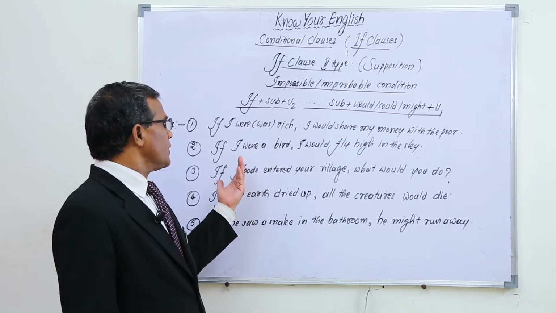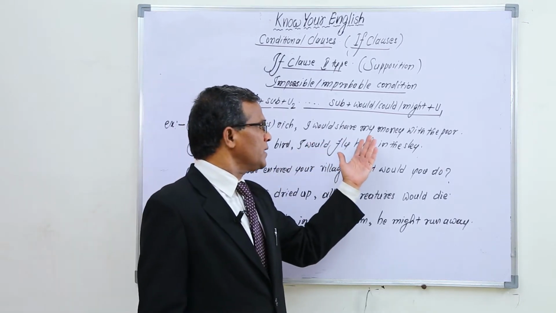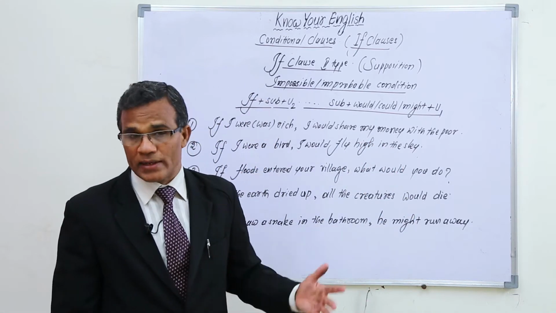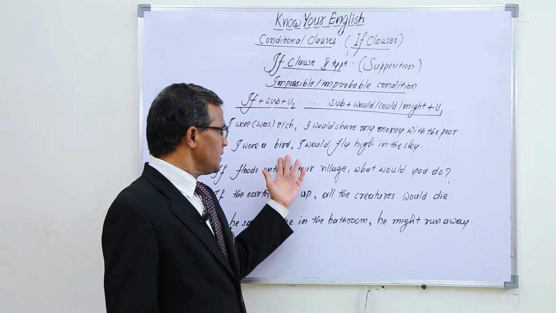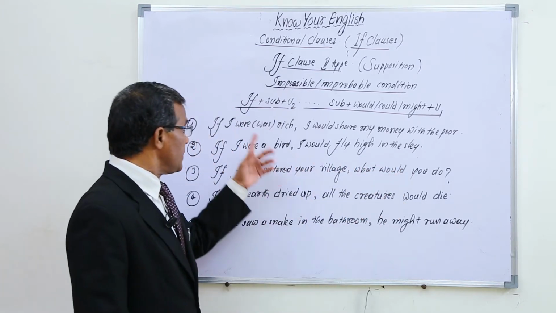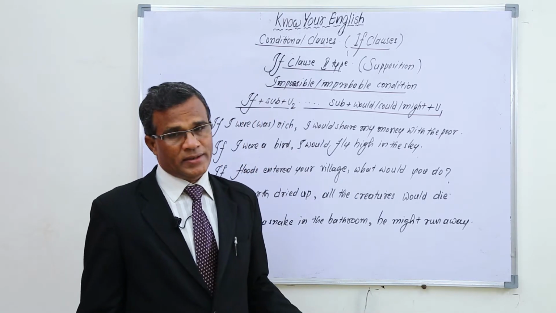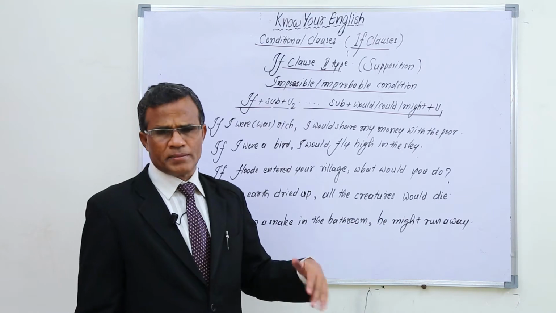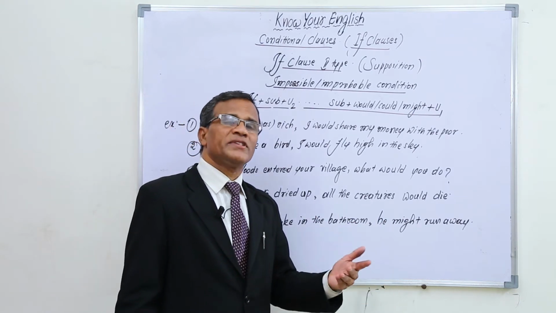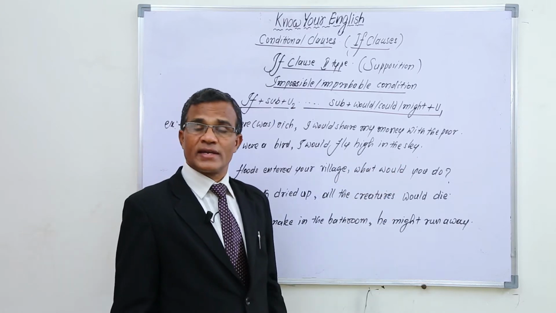There is no possibility for me to become rich, and there is no possibility for me to share my money with the poor also. And next, if I were a bird, I would fly high in the sky. If I were a bird, there is no chance for me to become a bird, and there is no chance for me to fly high in the sky. Just imagination, just a supposition. If I were a bird, I would fly high in the sky.